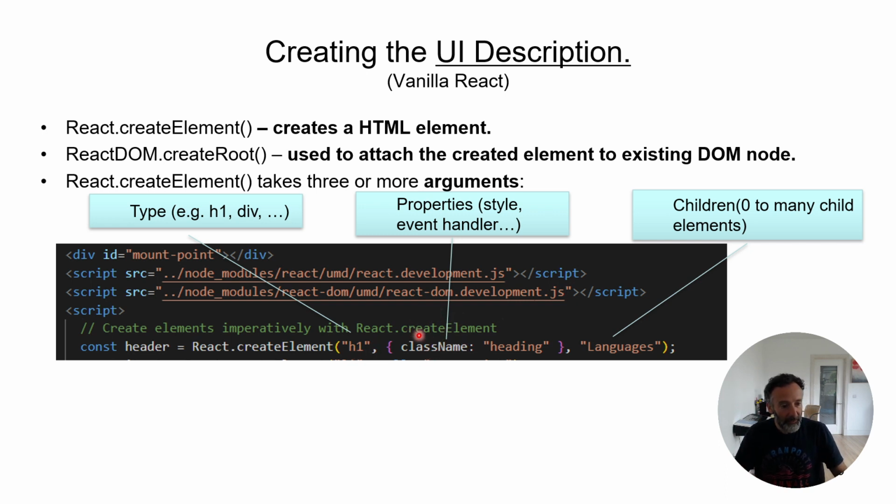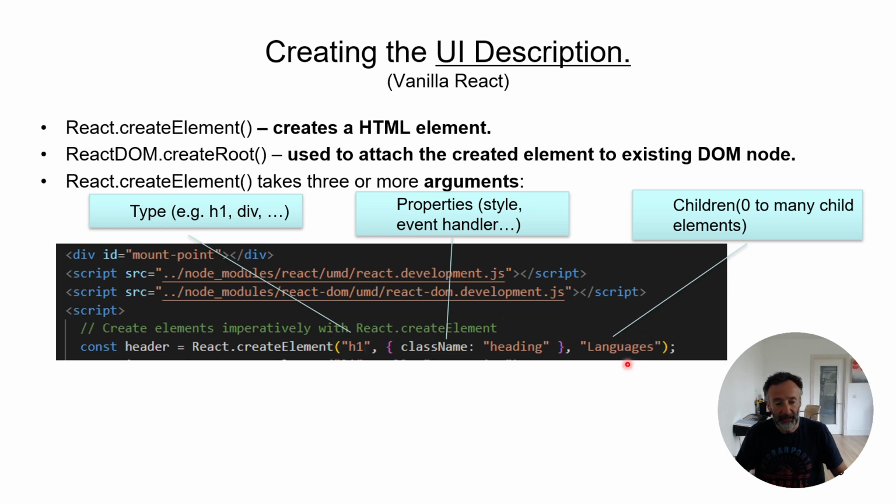Also, the second argument defines the properties that this element will have, right? So the properties here, in this case, I'm defining just the class name of it, for CSS, for styling. Also, I could define event handlers in here, things like that. And then finally we have our children. So this is the children of this element, right?